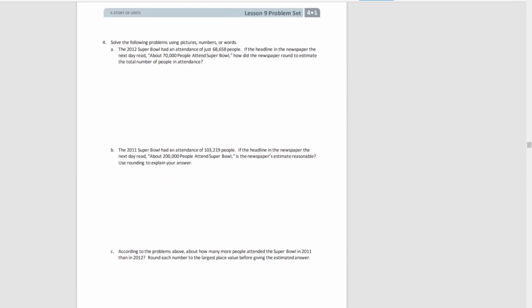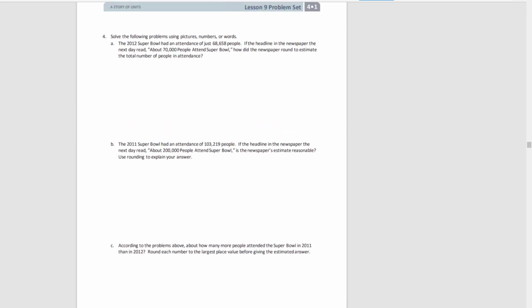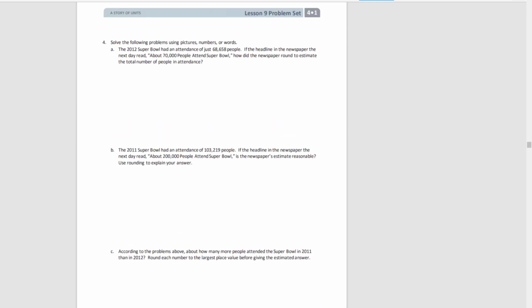Okay. Going on to number 4, we're going to use what we've learned to solve some real-world problems. So for 4A, it tells us to solve the problems using pictures, numbers, or words. So you have to explain what your thinking is and show your thinking, and remember to answer the question with a sentence. It's asked in words, so answer in words.